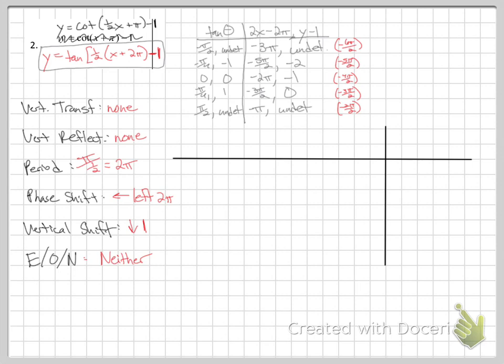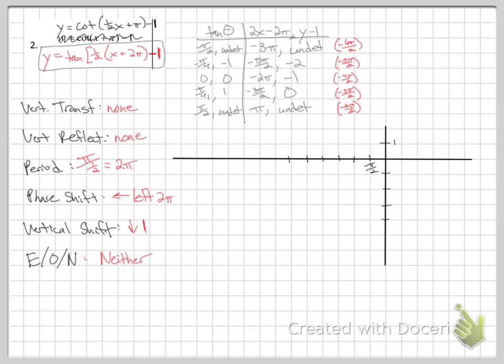My common denominator in red is over 2. So negative pi over 2, 1 pi over 2, 2 pi over 2, 3 pi over 2, 4 pi over 2, 5 pi over 2, 6 pi over 2 is the last one that we need. 1, negative 1, negative 2, negative 3, negative 4. Okay. Plot what we have.